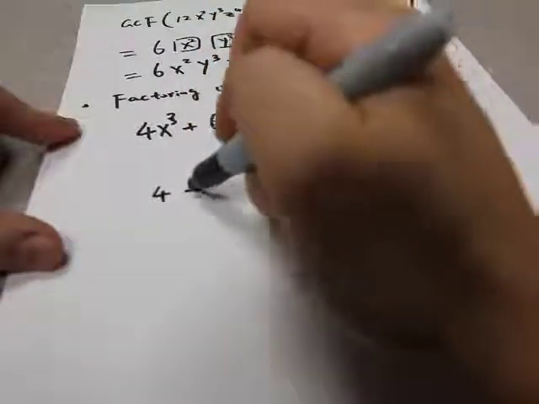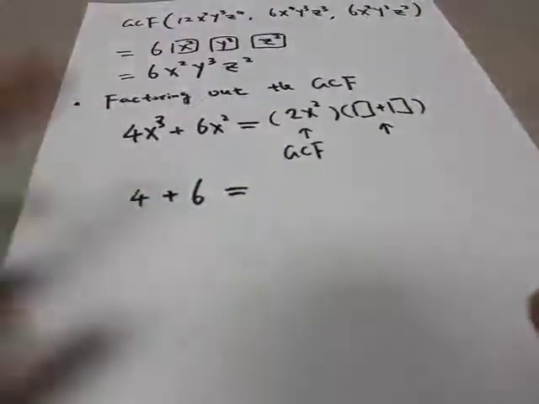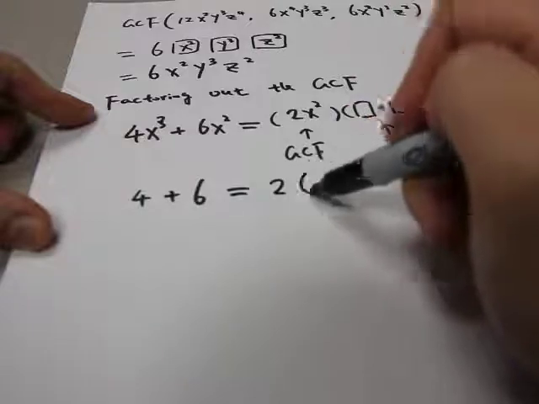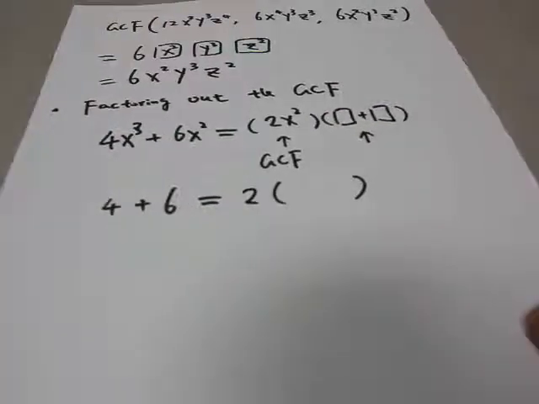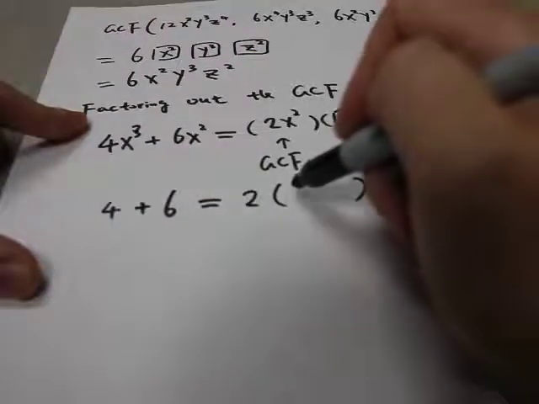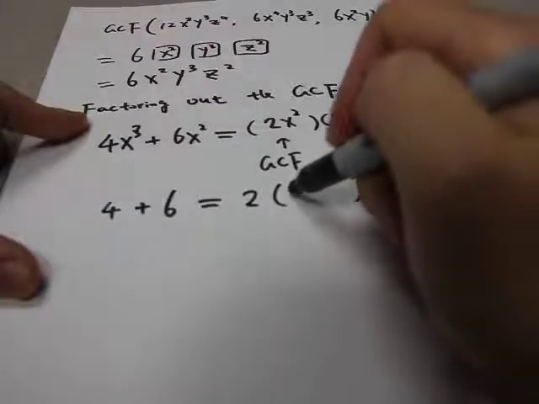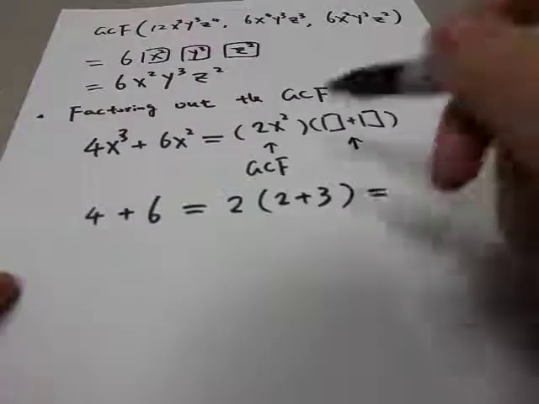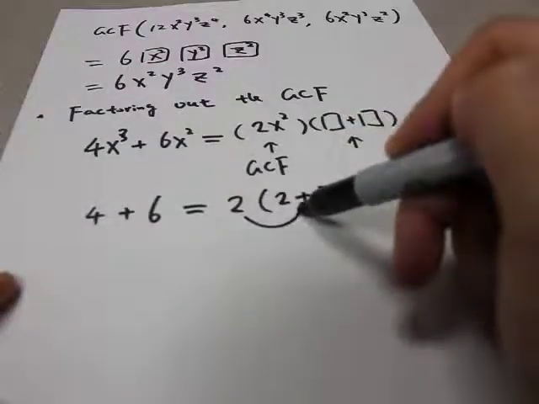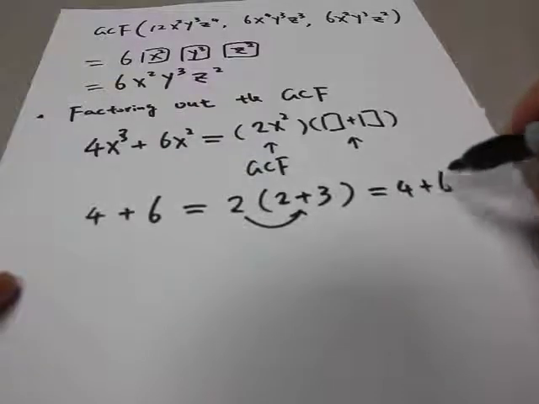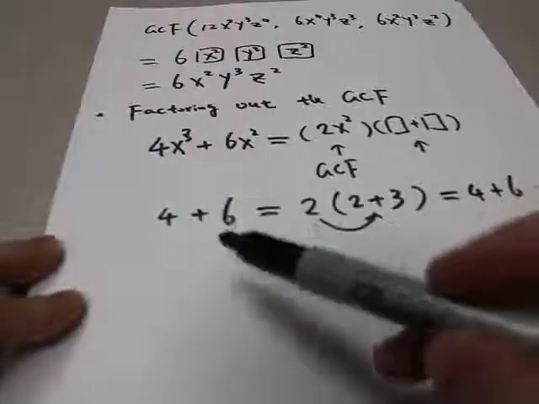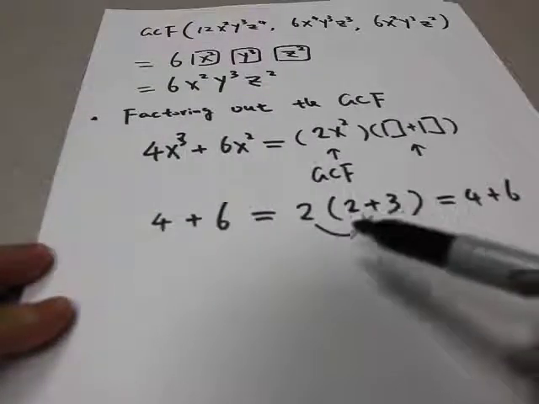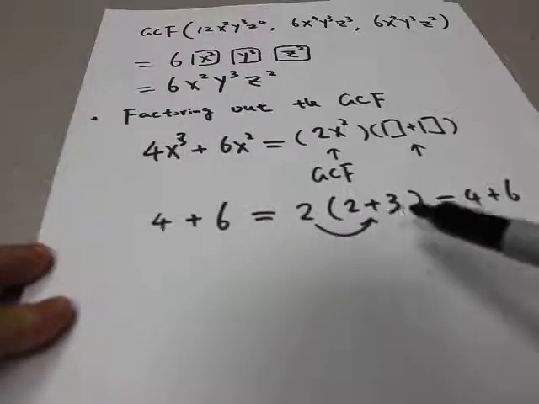Now let's first forget about the x. Let's say you have 4 plus 6, and if you factor out 2, what are you left with? You should be left with 2 plus 3, right? So when you multiply 2 plus 3 by 2, you get the same thing, 4 plus 6. So initially I have two terms, so that's why in my second factor I also should have two terms.